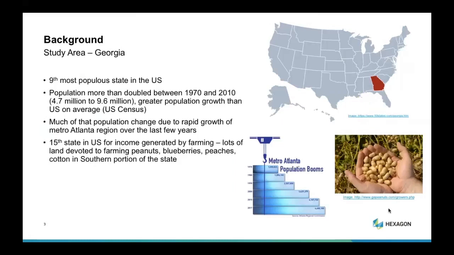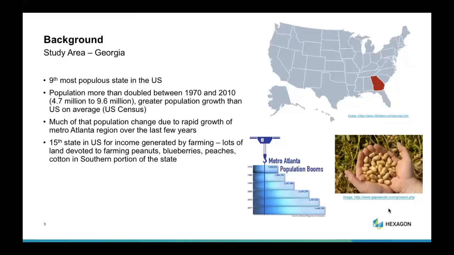So the project is taking place in Georgia, a southern state in the U.S., the 9th most populous state, and the population more than doubled between 1970 and 2010 from 4.7 million to 9.6 million people, which is a greater population growth over that period than the U.S. on average attained. And much of that population change is due to the rapid growth of the Metro Atlanta region over the last few years. So Metro Atlanta now is at a population of almost 6 million. So in comparison to Georgia as a whole, that's a very large percentage of the population.